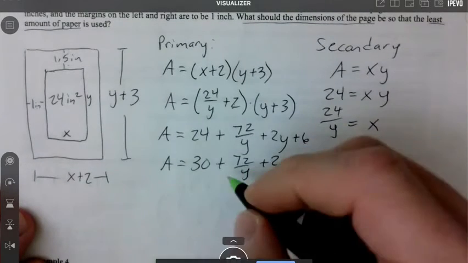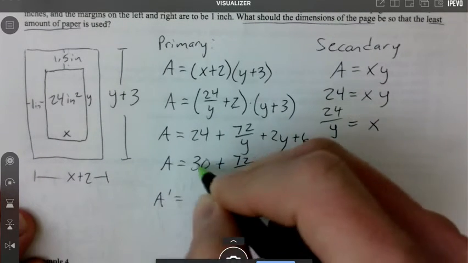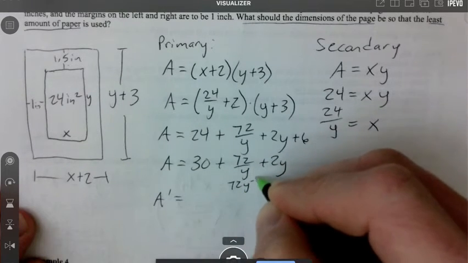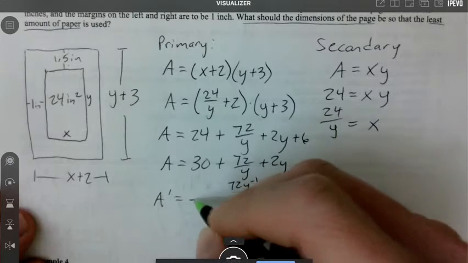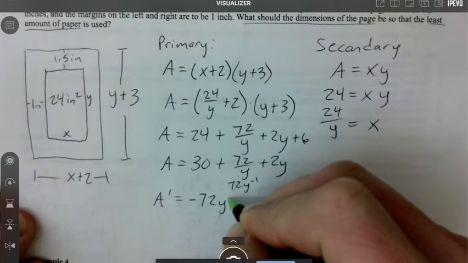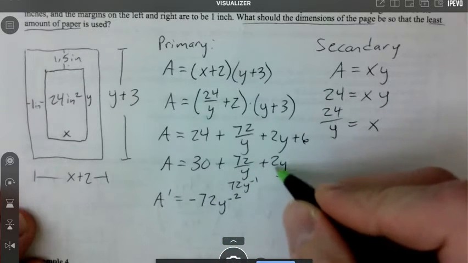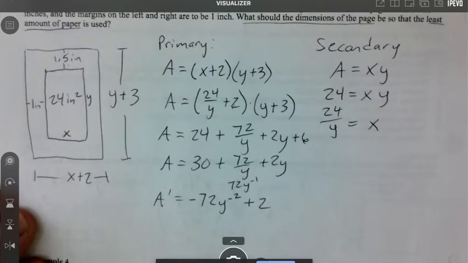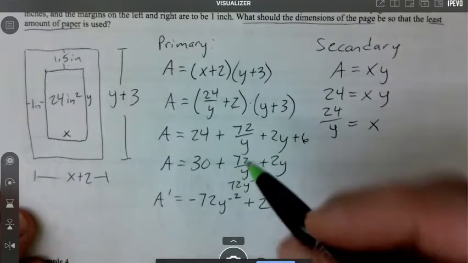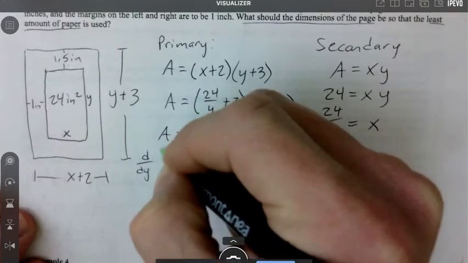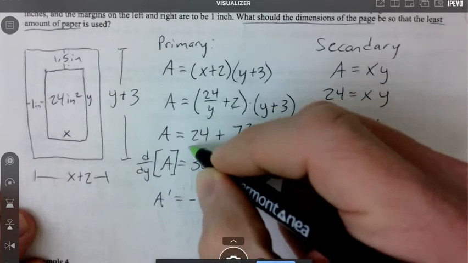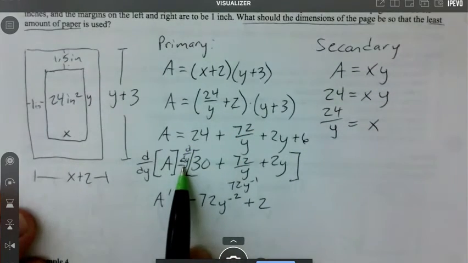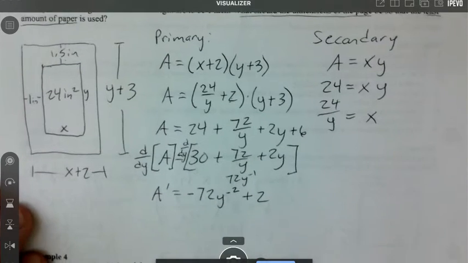Now, if I take the derivative of that, the 30 goes to 0. This one, I'm going to treat as 72y to the negative 1, so the derivative is negative 72y to the negative 2. And then the derivative of 2Y is plus 2. If you're not quite sure why there aren't any y primes, remember we're taking the derivative in terms of our secondary variable. So really I'm taking d dy of both sides, and because I'm taking the derivative in terms of y, there's no y primes left over.